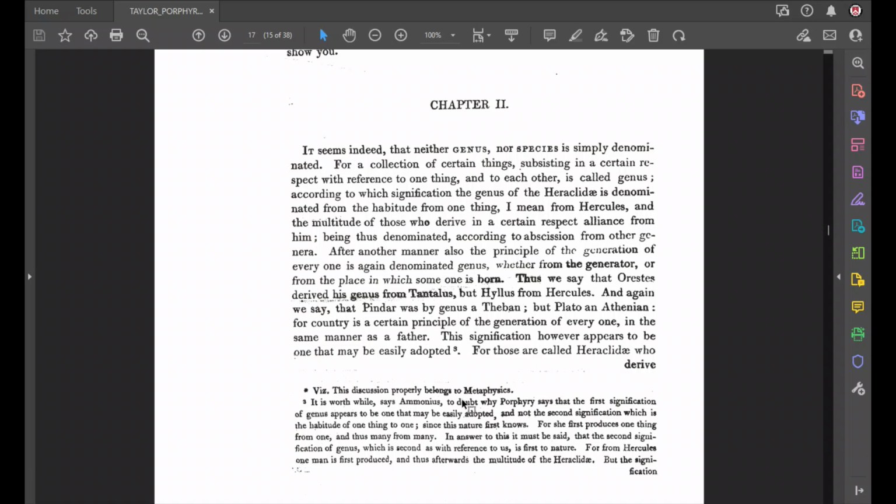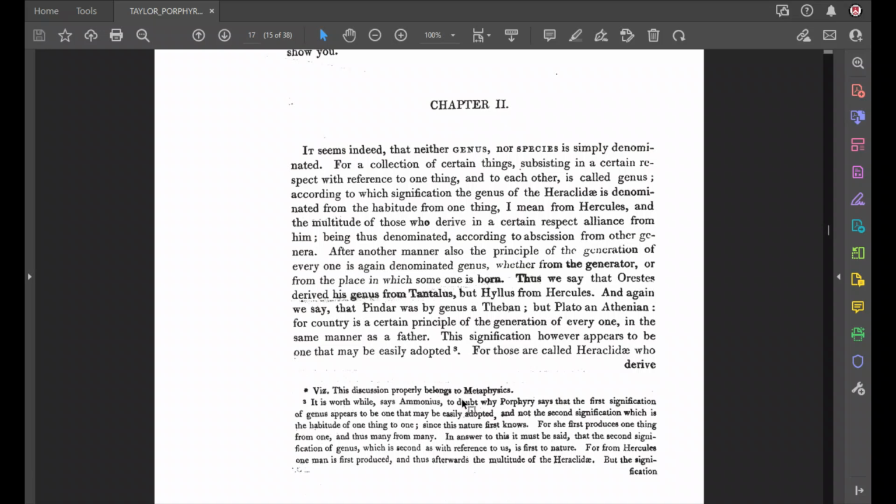The Heraclidae, and there's a lot of vocabulary in here, but it's not a big deal. Just keep following along. I'll explain it. The genus of the Heraclidae is denominated from the habitude from one thing. They have a common relationship. They're all related to one thing. What are all the Heraclidae related to? What are all the Heraclidae, every member of that class, related to? Hercules. That's the one thing that they're all related to.